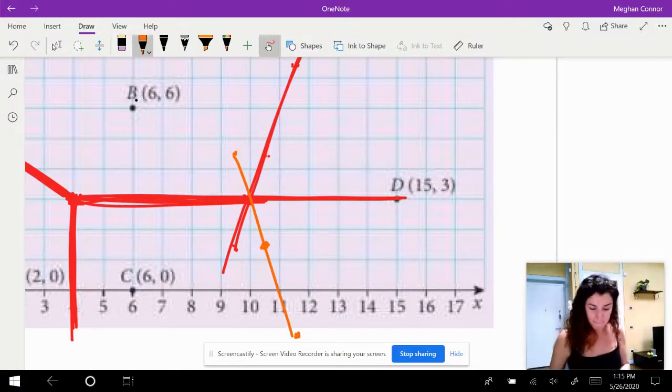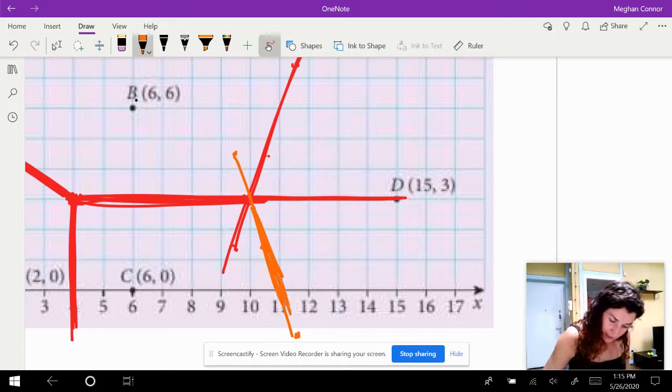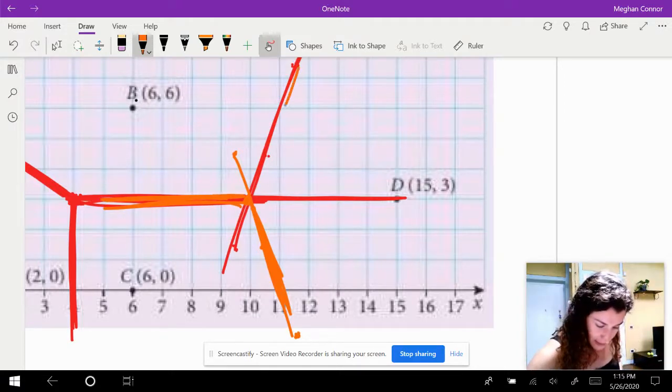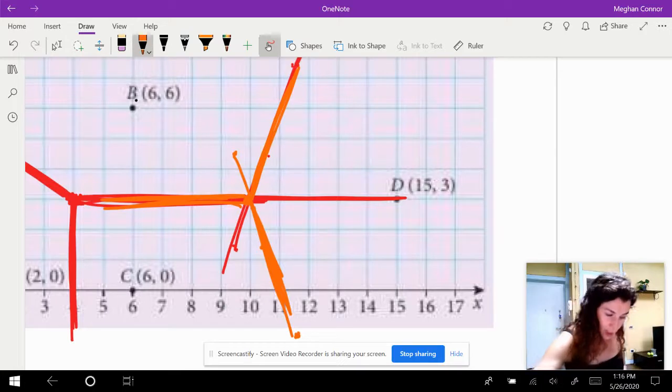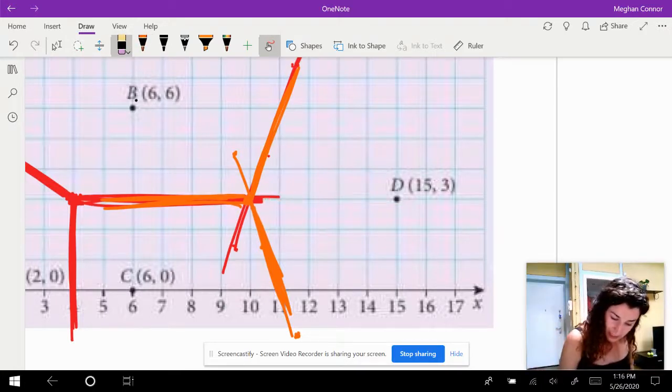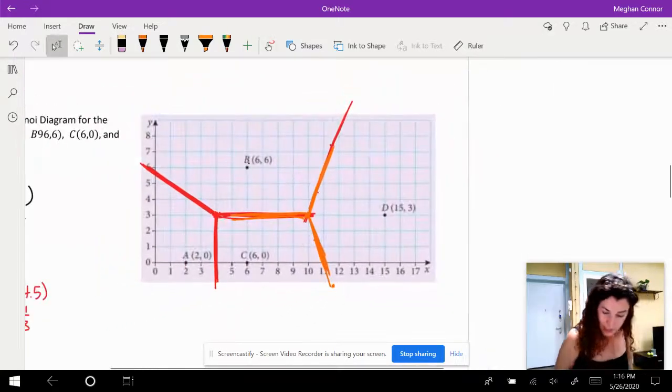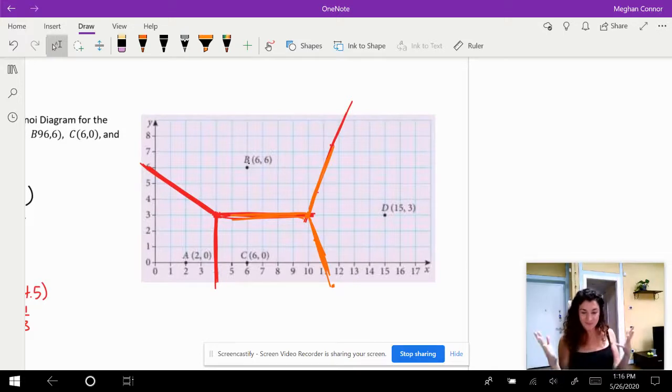Something like that. So then this is our perpendicular bisector that hits at the vertex. And this is our perpendicular, oh wait, nope, lied. This is our perpendicular bisector of BC, which hits at that point. And then the perpendicular bisector of BD. So then going back through and erasing the extra lines, you now have a Voronoi diagram that is complete. Ta-da!